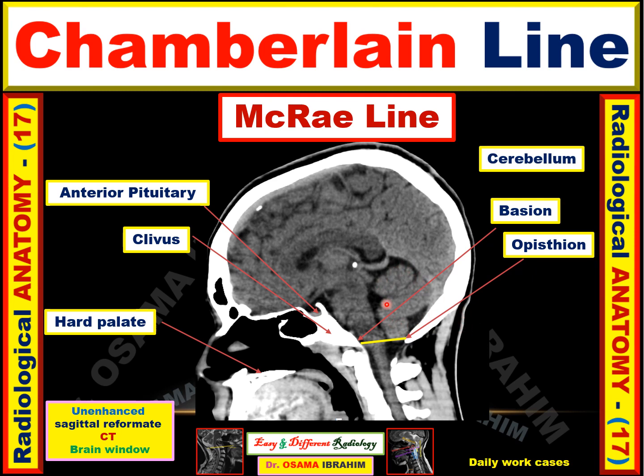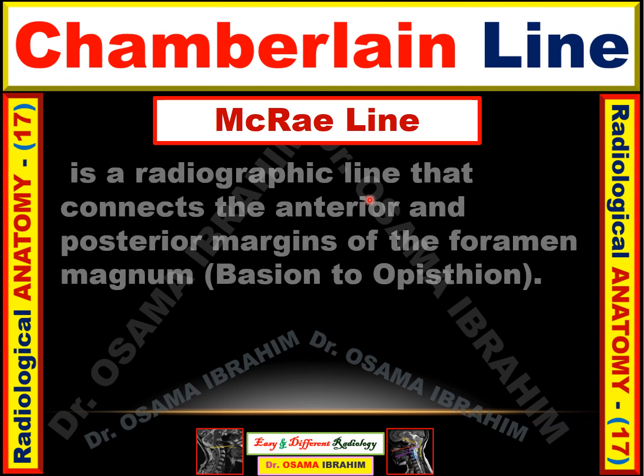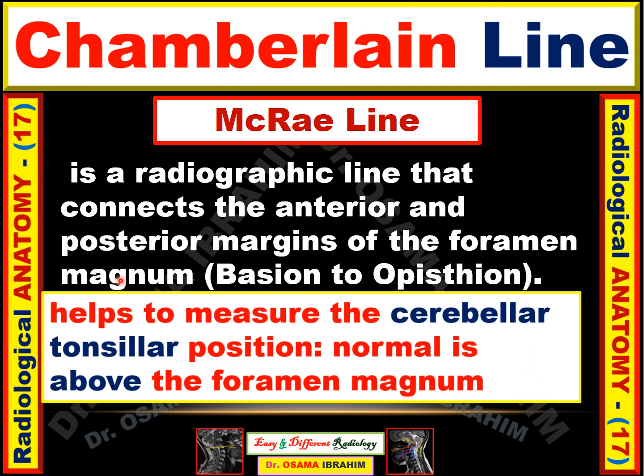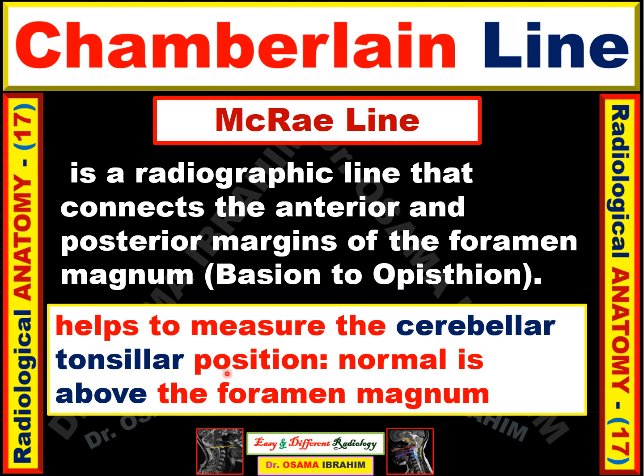This part is the cerebellum, which is in the posterior fossa of the brain, and anterior to it are the fourth ventricle and the brainstem. The most bulging part anteriorly is the pons of the brainstem. So this is the cerebellum, and this is the cerebellar tonsils, and this line is drawn to detect cerebellar tonsillar lesions or ectopia, descent of the tonsillar part of the cerebellum. So the definition of this line is the radiographic line that connects the anterior and posterior margins of the foramen magnum, basion to opisthion, and it can help us measure the cerebellar tonsillar position.